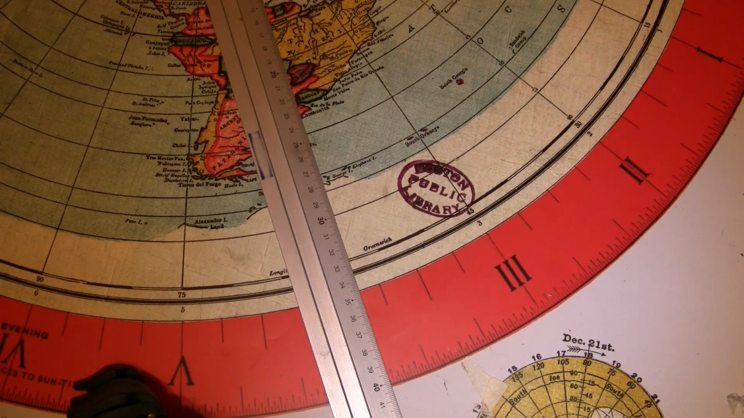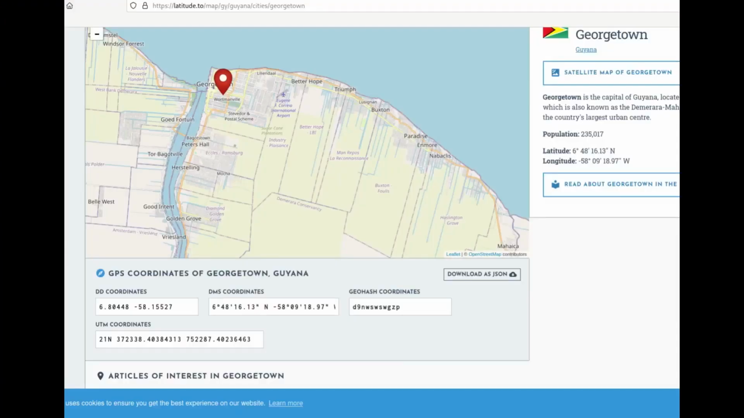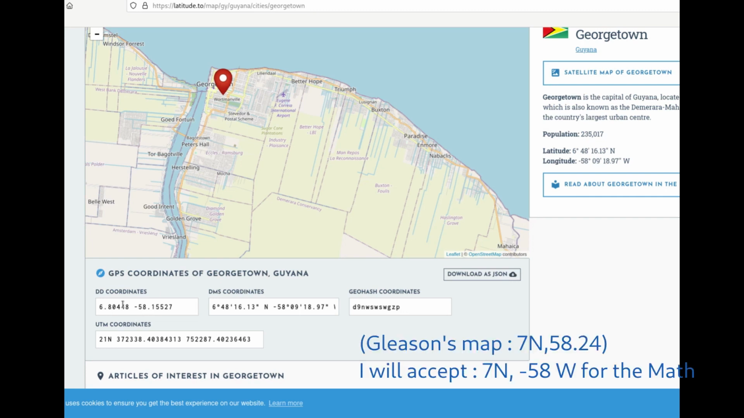Now let's compare it with the survey and see what it is. The survey says 6.8 degrees north and minus 58.15 degrees west. We are on the right spot. We found 7 degrees north and minus 58 and a quarter degrees west. We can do it with 7 degrees north and minus 58 degrees west.